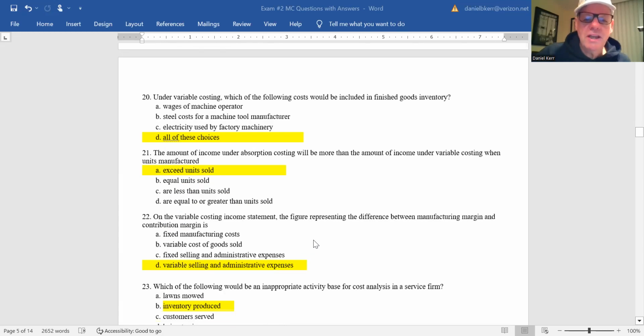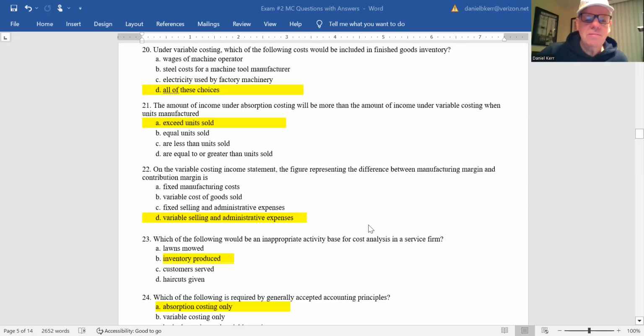22, on the variable costing income statement, the figure representing the difference between manufacturing margin and contribution margin, well, that's the variable selling and administrative expenses. Difference between manufacturing margin and contribution margin. So once you get the manufacturing margin, you have to subtract out the variable selling and administrative expenses to get the contribution margin. So the answer there is D, as in dog.